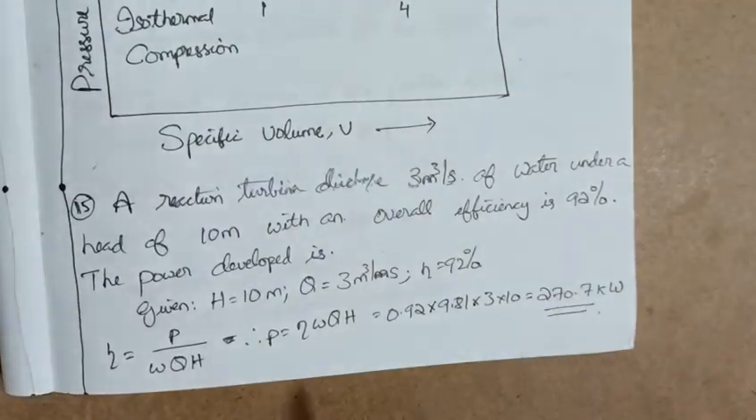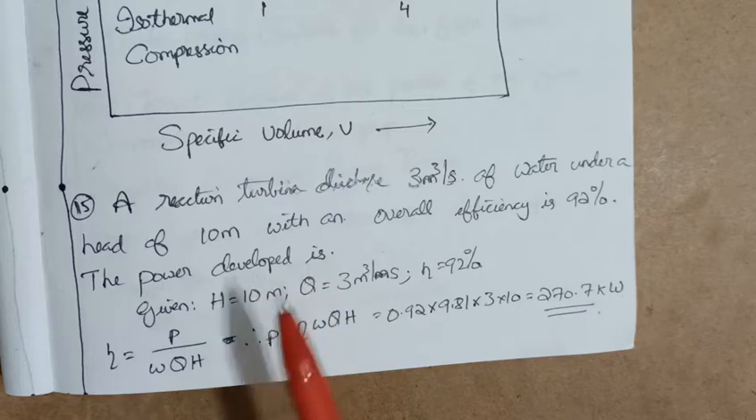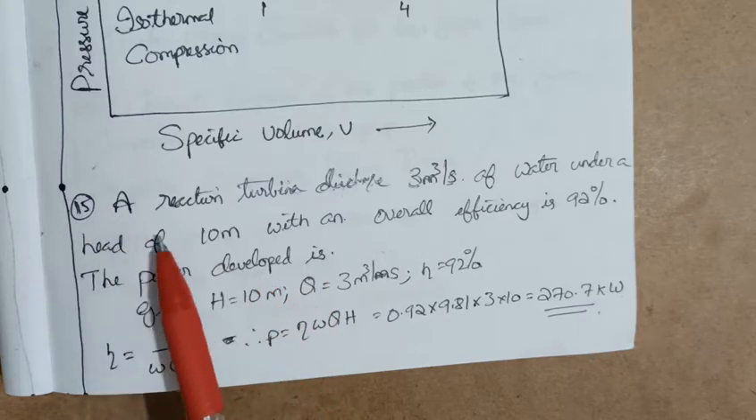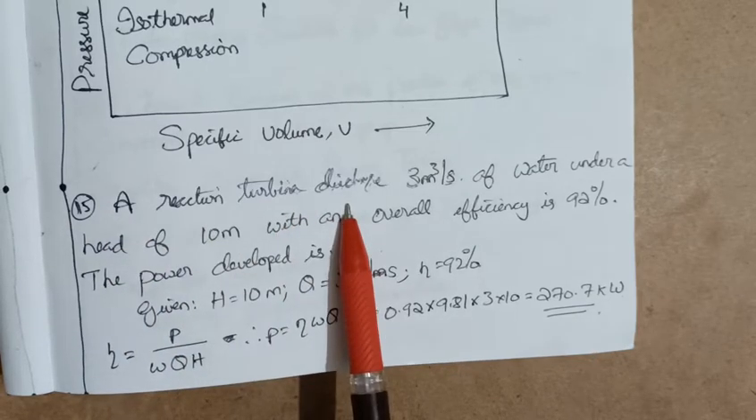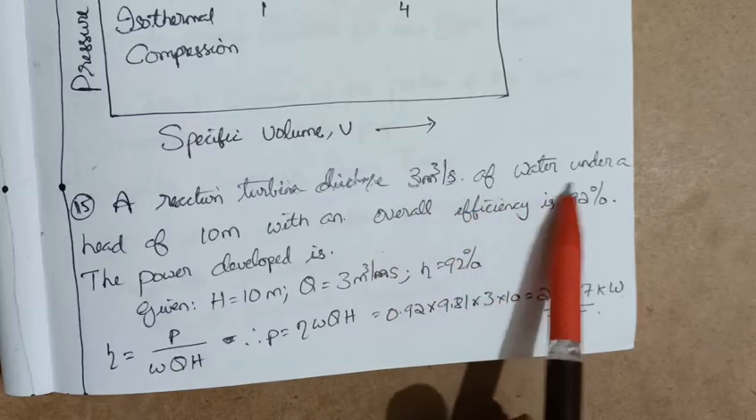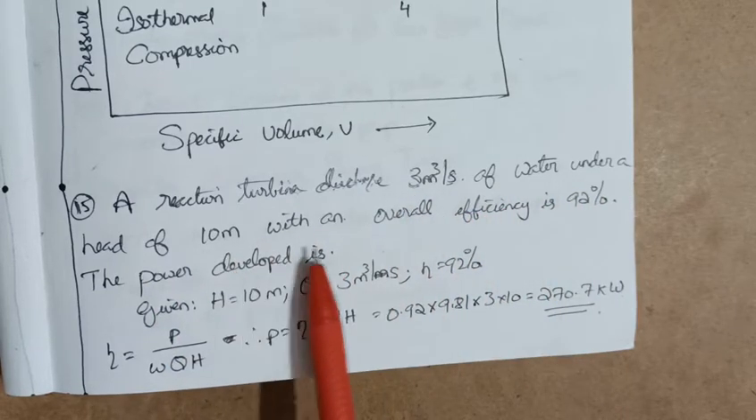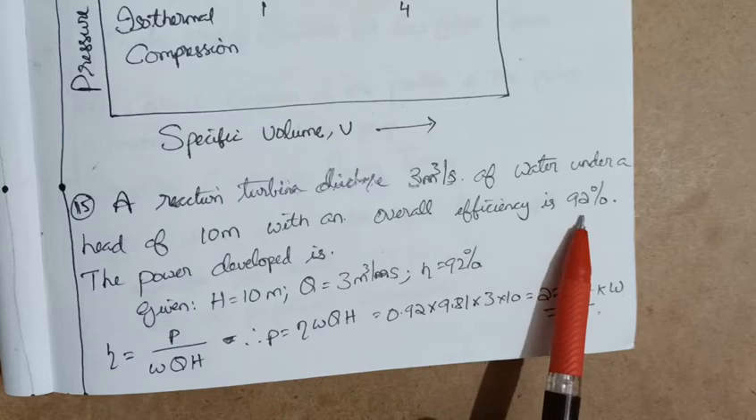Next, one more problem. We'll practice these type of problems. A reaction turbine discharges 3 meter cube per second of water under a head of 10 meters with an overall efficiency of 92%.